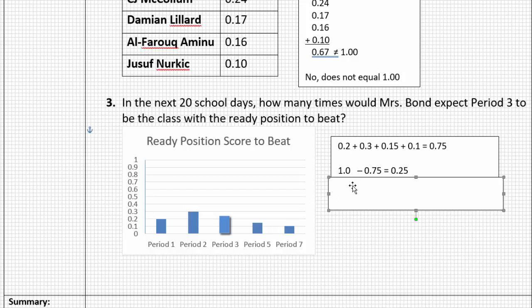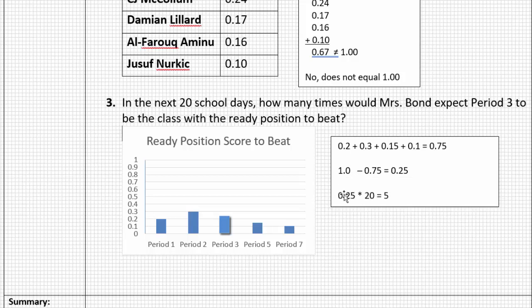Well, let's see if we agree. I took 0.25 times 20, and I got 5. So that means I would expect that period 3 would be the class with the ready position score to beat 5 times out of the next 20 school days.